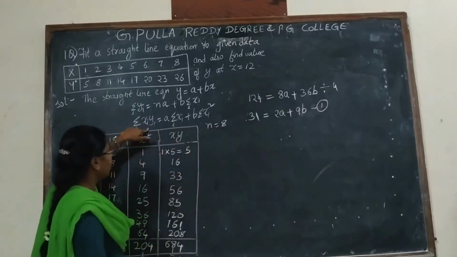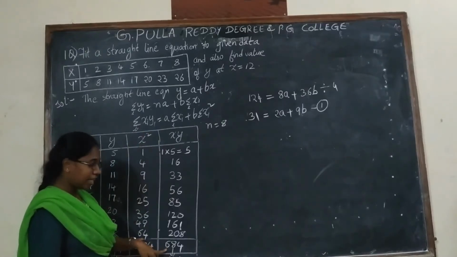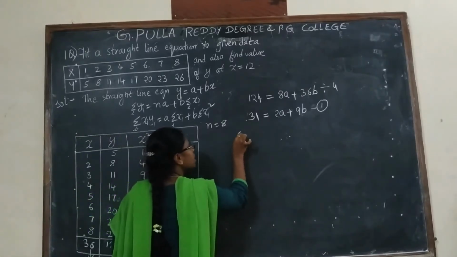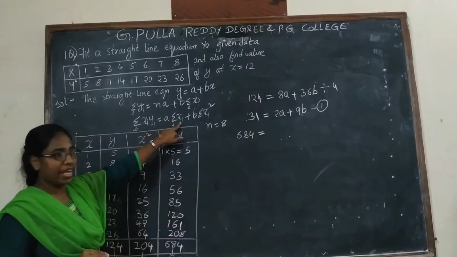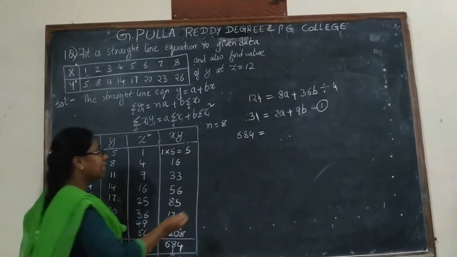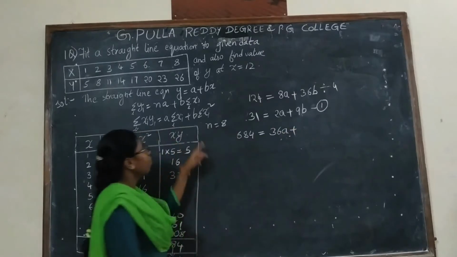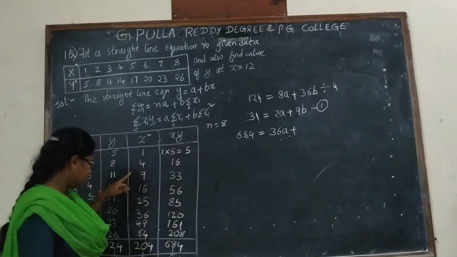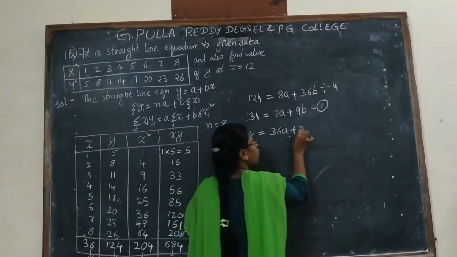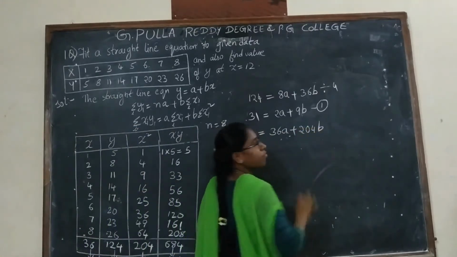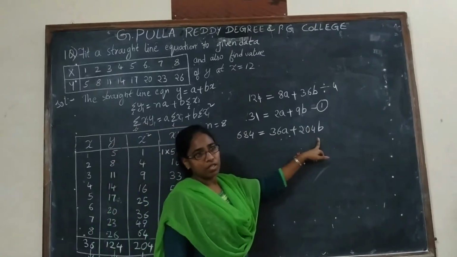Next, the second normal equation. Summation xi yi. What is the value of summation xi yi? 684. So this 684 equals a summation xi. The summation xi value is 36. So 36a plus b summation xi square. The summation xi square value is 204. So you get 204b. In this equation also, if you observe, all are common multiples of 6.